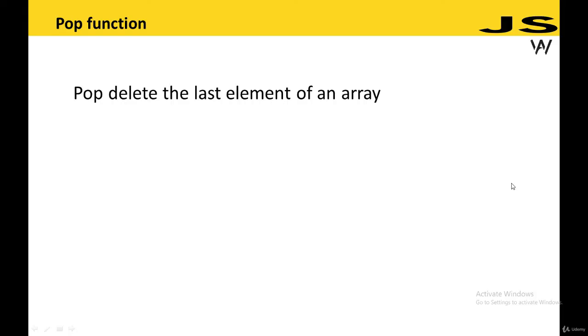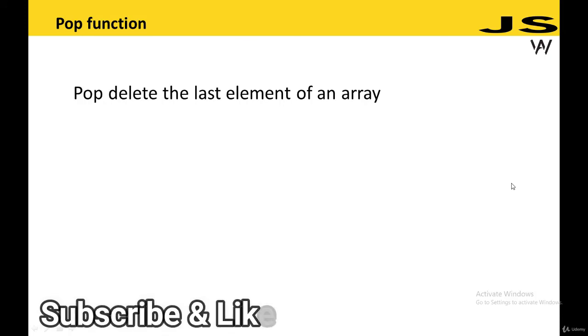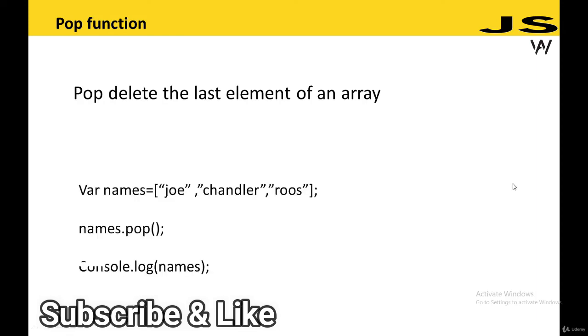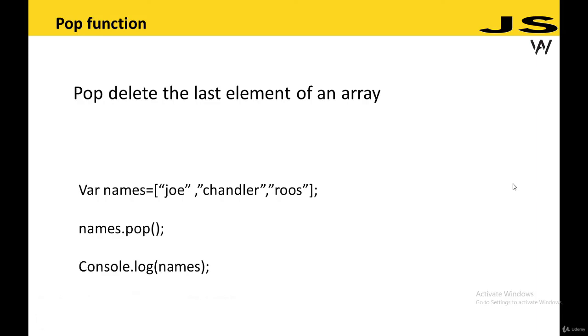Let's talk about the pop function. The pop function is very easy. It just deletes the last element of an array. Let's take an example. I have a variable called names, an array that contains three items: Joey, Chandler, and Ross. If I type names.pop, using the function pop, the variable names will now contain just Joey and Chandler, because the last element is deleted. So I'm going to show you.